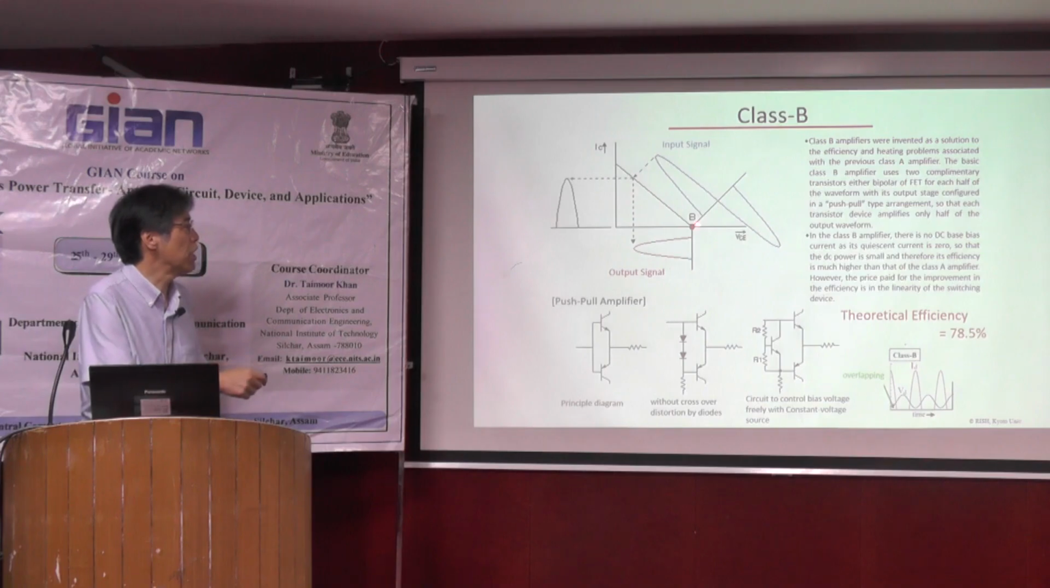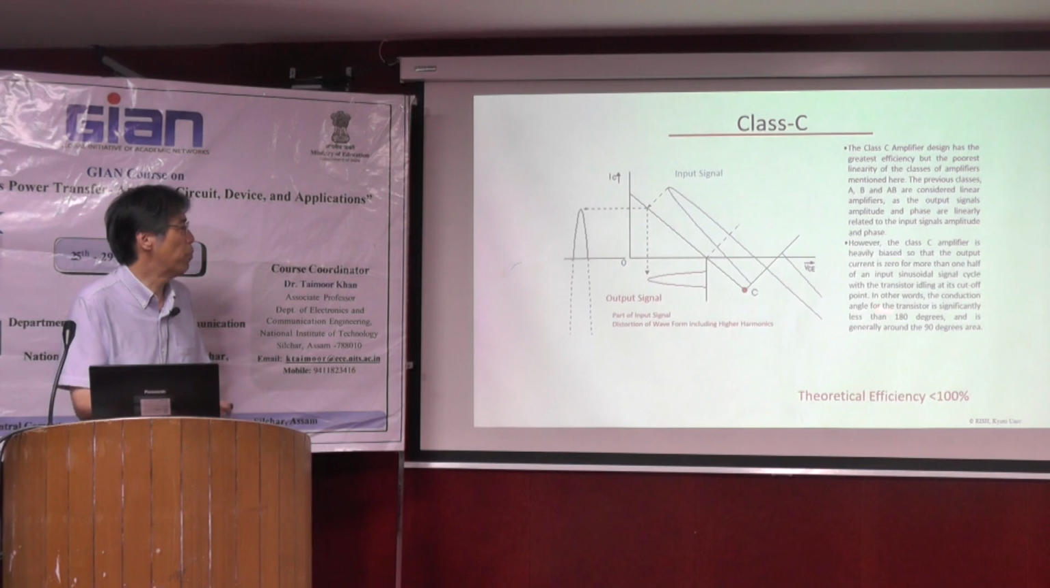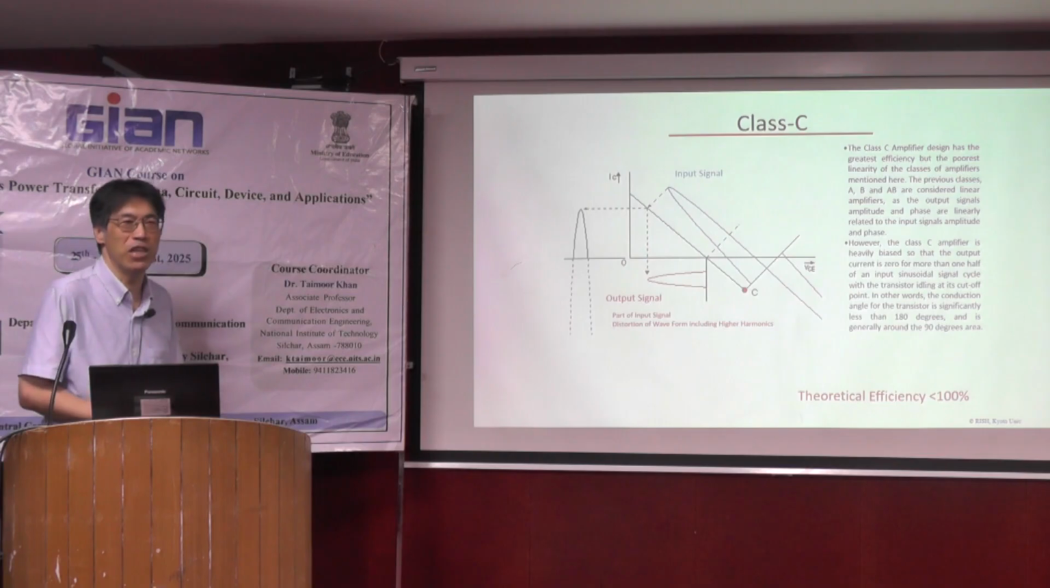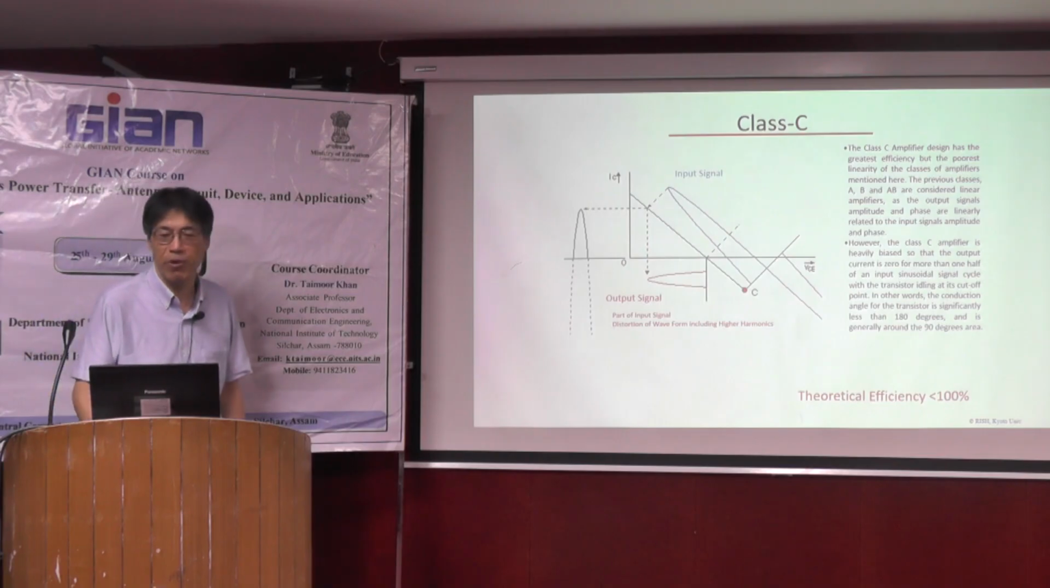And here you can see we can add more bias voltage here. But in this case, the current reaches a very strange point. So theoretically, in class C, we can reach 100% maybe, but the output signal waveform is very, very strange, and usually we don't use class C as an amplifier.